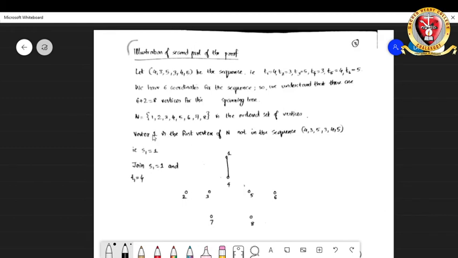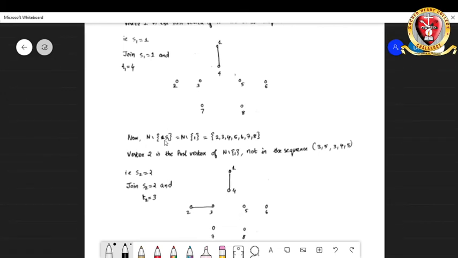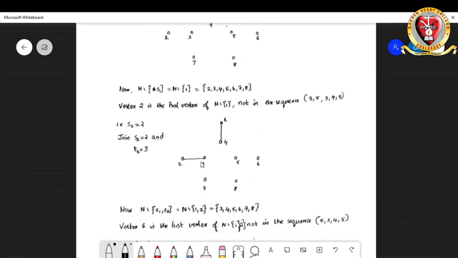So here you have vertex 1 is the first vertex of N which is not in the sequence 4, 3, 5, 3, 4, 5. So S1 is equal to 1. You have to join this S1 with 4. You have joined it. So S1 is equal to 1, T1 is equal to 4. Now you remove S1 from N. So you have this set. Now vertex 2 is the first vertex of N minus set S1 which is not in the sequence. So you have to join this 2 and 3. Okay, here S2 is equal to 2, T2 is equal to 3. Fine. Then you join 2 and 3.